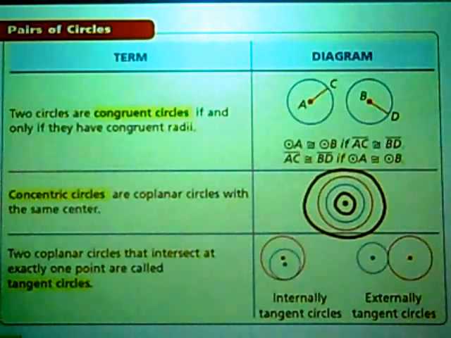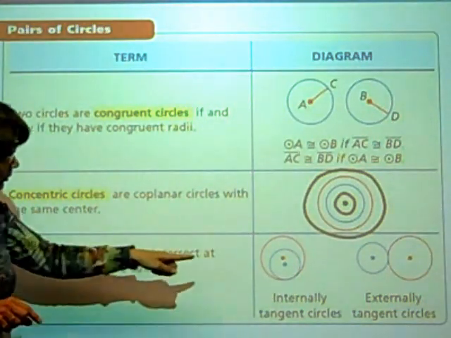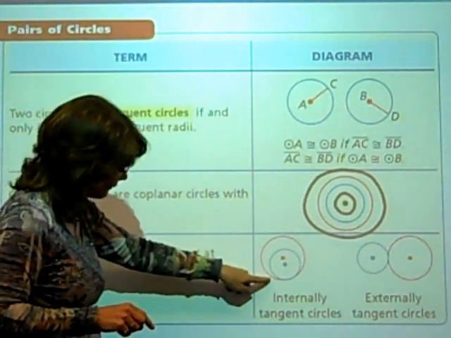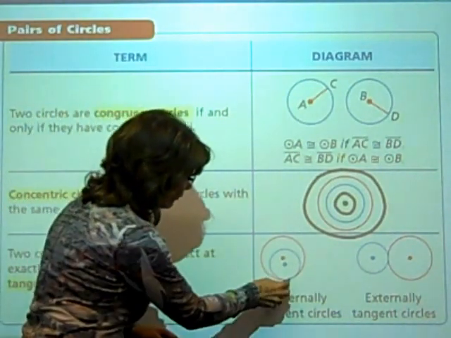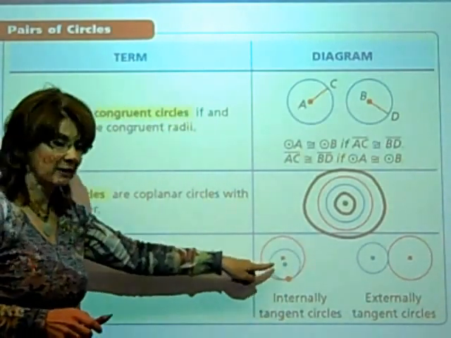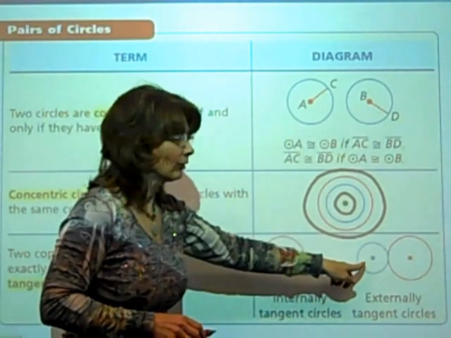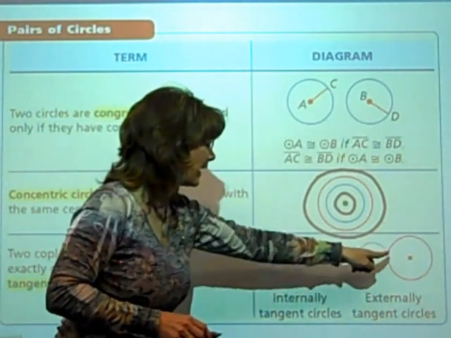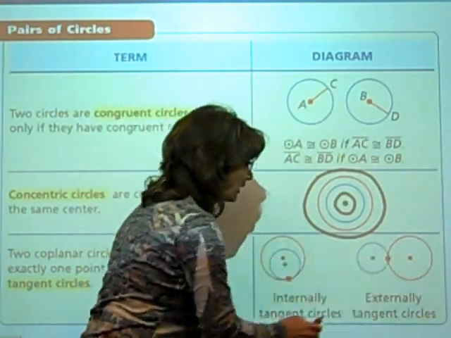And two coplanar circles that intersect at exactly one point are called tangent circles. Just like when a circle and a line intersect, the line's a tangent line. When two circles intersect, you have tangent circles. And that can happen two ways. Notice this little circle is inside the big circle. Here's a point of tangency, so they're internally tangent because the little circle's inside the big one. And here, the circles are not inside each other, so they're externally tangent.